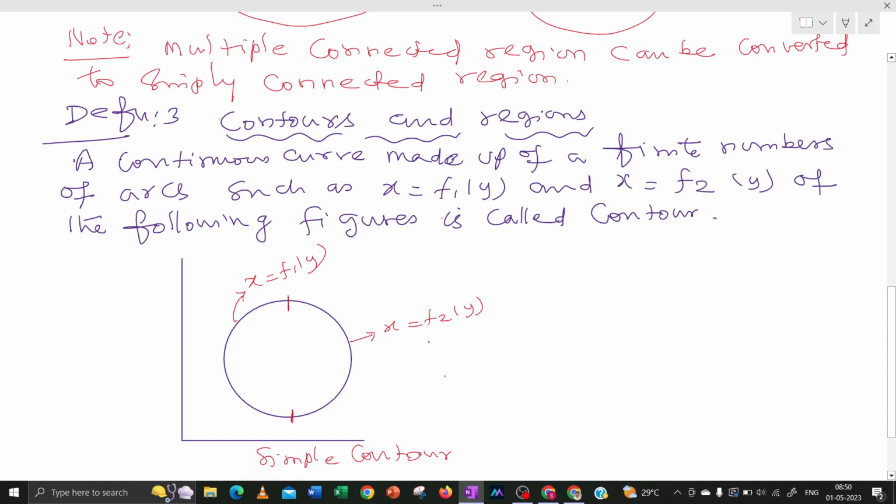Now we can see the definition. A continuous curve made up of a finite number of arcs. So we can divide into not only two, we can divide into n number of arcs also. That is called a contour, a continuous curve made up of a finite number of arcs such as x equal to f1 of y, x equal to f2 of y. We can extend that to x equal to fn of y also.